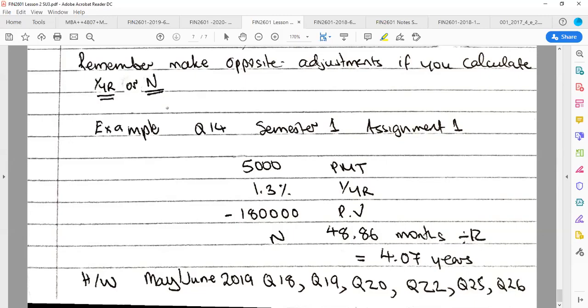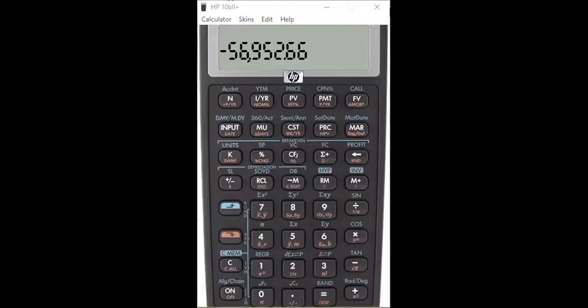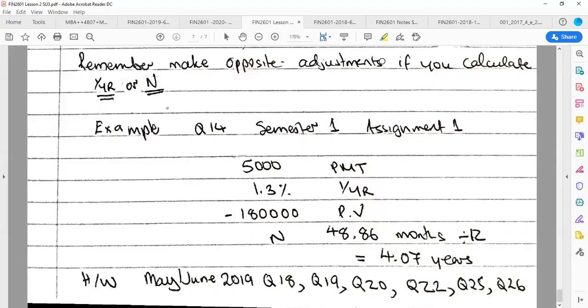Also, just for illustration, let me just show you how I actually did the calculation of 48.86, how I got that answer. I said 500 was my PMT, 1.3 was my interest, 180,000 as a negative was my PV, and then I pressed N. So these are months, then I divided these months by 12, and I got the years of 4.07 years. So remember, you always need to make adjustments. If you're dealing with months, it means the answer you're getting is in months, and you need to change it into years and quarters and so forth.